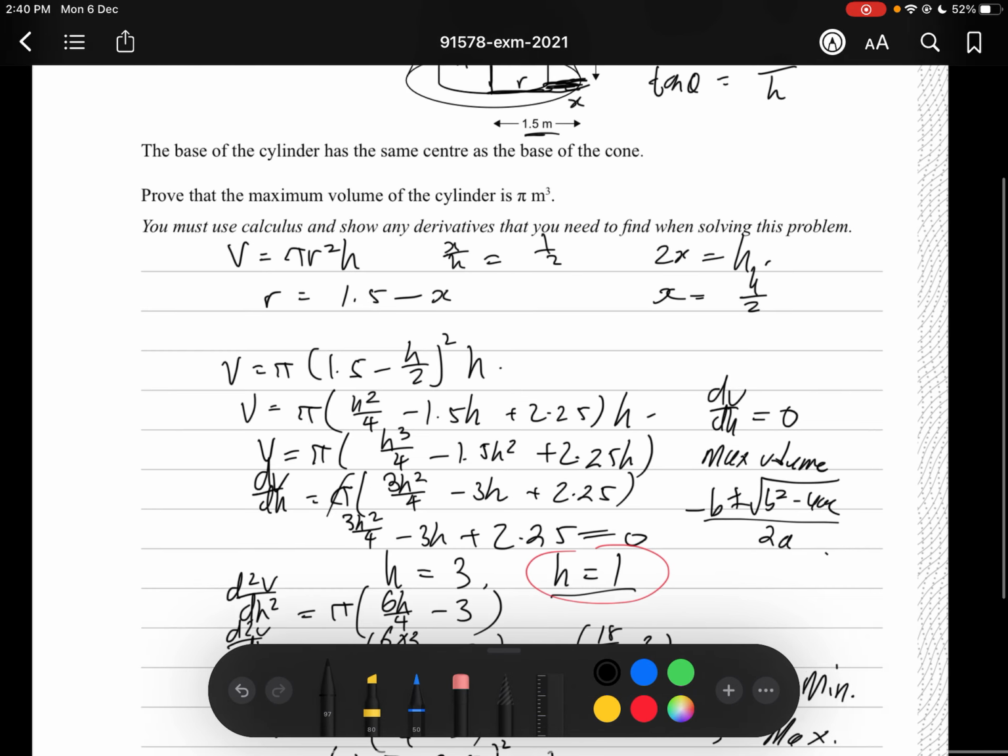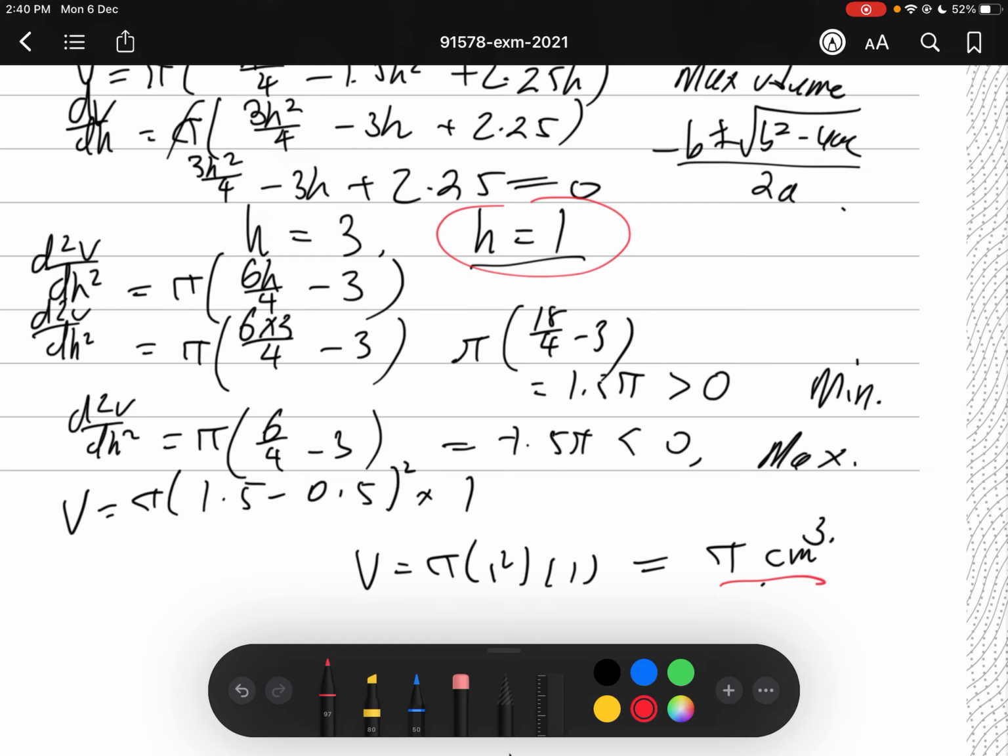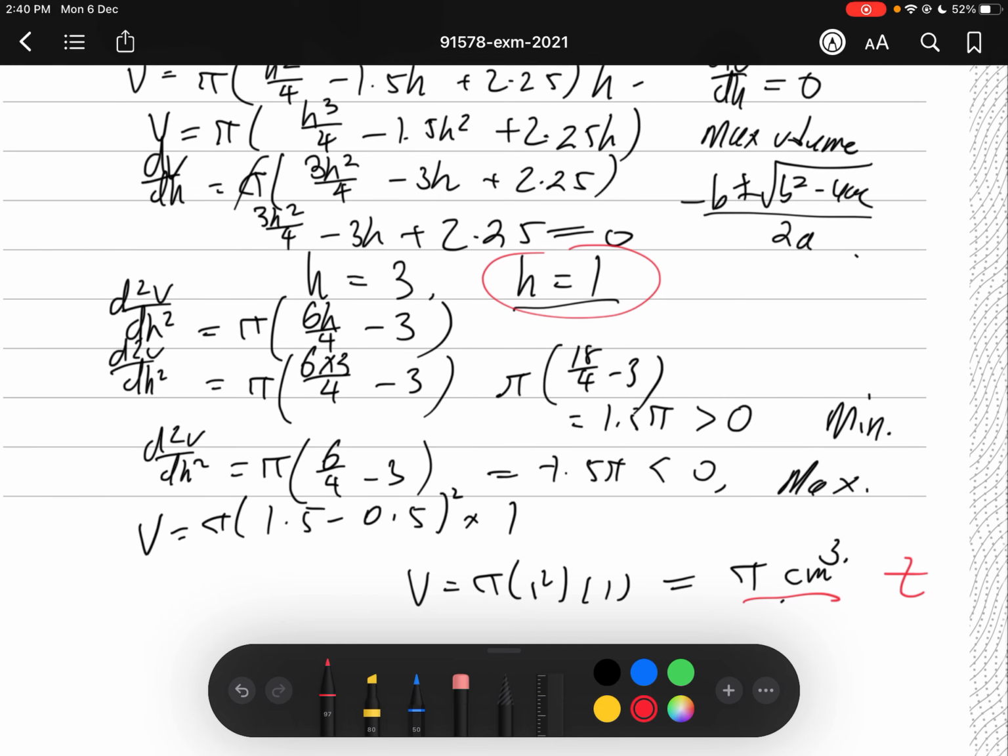And that is as required for the question, that's pi meters cubed. And that's what we have here. And this will be an excellence level question for sure. This is excellence, to get all the way up to the pi meters cubed.